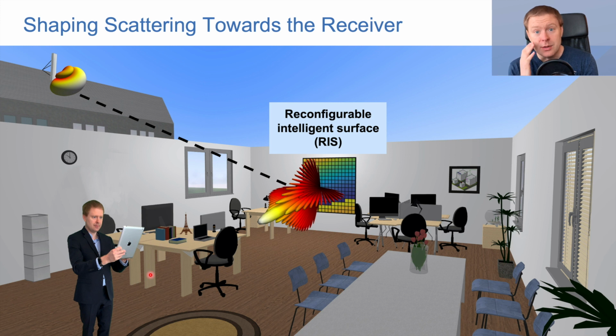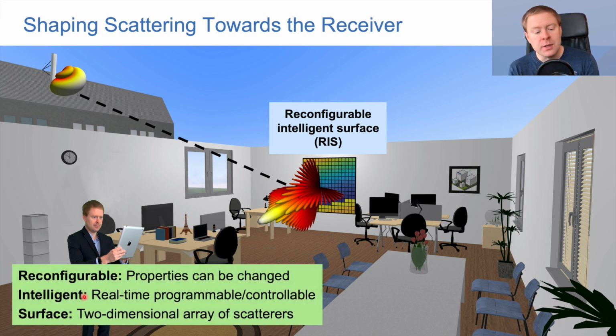A reconfigurable intelligent surface is something that we can deploy on the wall here, with the idea of taking the energy that is reaching that point, and instead of just randomly sending out the signals either to the right here or spreading it out of the room, we can control how the signal gets re-radiated, in this case as a beam towards me as a user. And the word here, reconfigurable, means that the properties of the surface can be changed over time. Intelligent means that it's real-time programmable, so we can design algorithms that are determining how we are reconfiguring things. And surface is indicating that this is a two-dimensional array of small scattering elements. So it's always a two-dimensional thing.